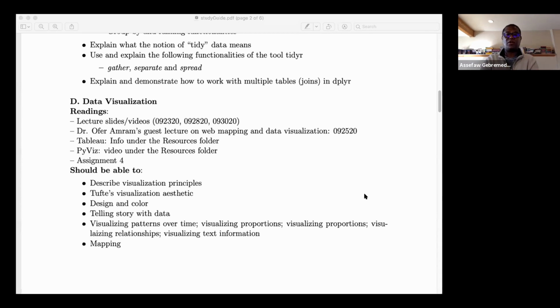What do I expect you to know? I expect you to know a few things, and I've listed them here. What are the principles when you do visualization? What sort of things do you pay attention to? What did Tufte teach us about visualization, aesthetic, design, and color? I've told you certain things, including caring about people who may be colorblind, telling a story with data, and so on. So I think you should use your judgment.